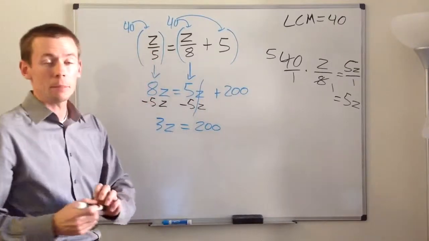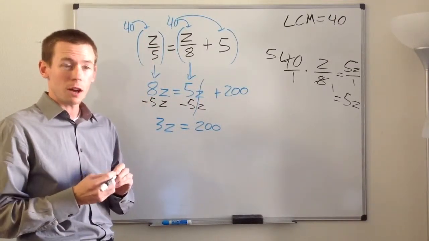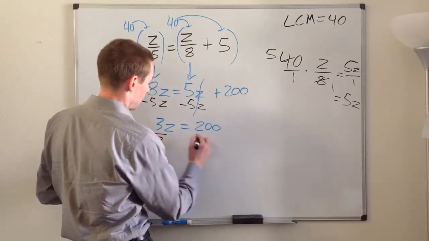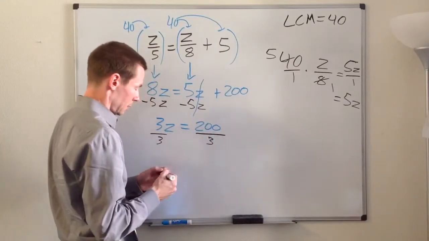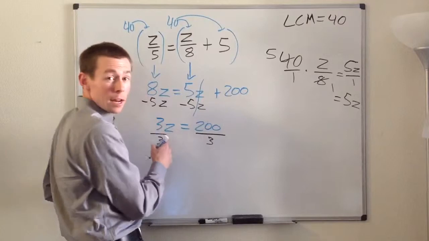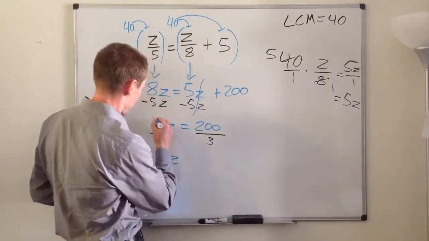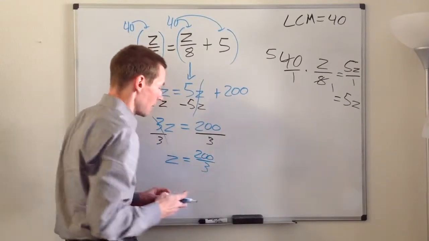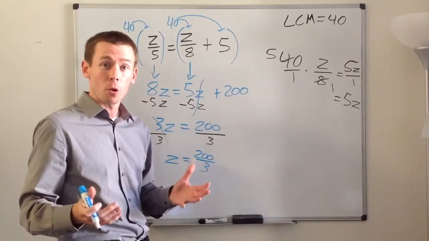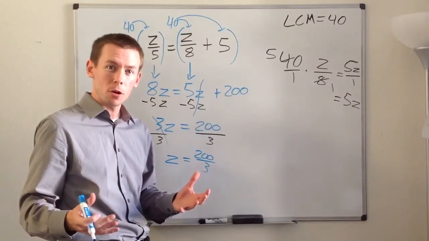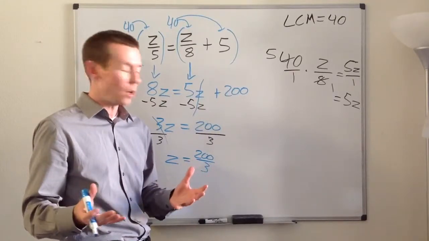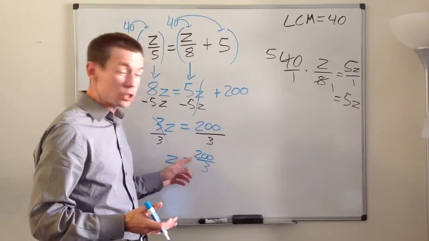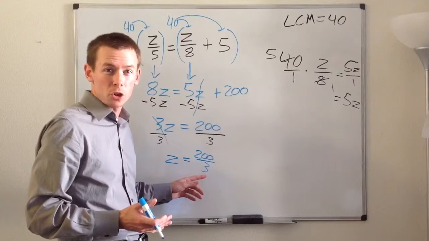All right, finally 3 times z equals 200, so to finish this off, to undo multiplication, we divide both sides by 3. 3 divided by 3 cancels, and you are left with z equals 200 over 3, which is a correct form of the answer, but it's not the most simplified form. Sometimes MathXL will take that, sometimes it won't. If it needs to be changed, we would carry out the division to change it to a mixed number.